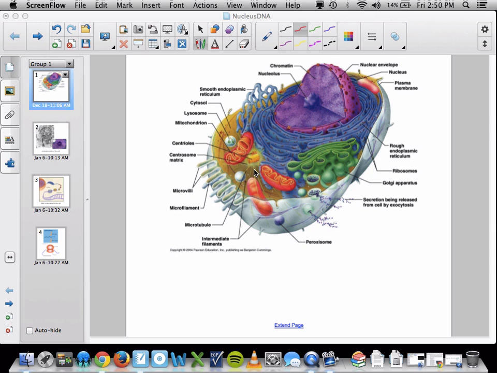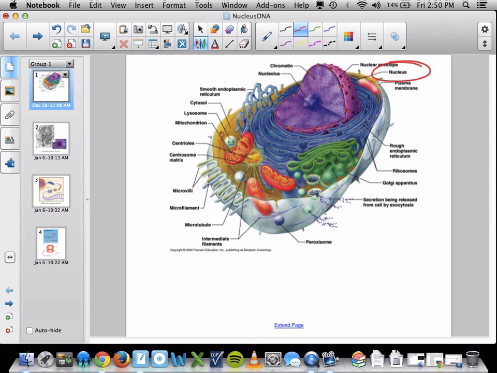All right, so today we're going to be looking at an organelle called the nucleus. It's a very important organelle. It's also a very large organelle. In animal cells, it takes up to 10% of the volume of the cell, the most of any organelle.